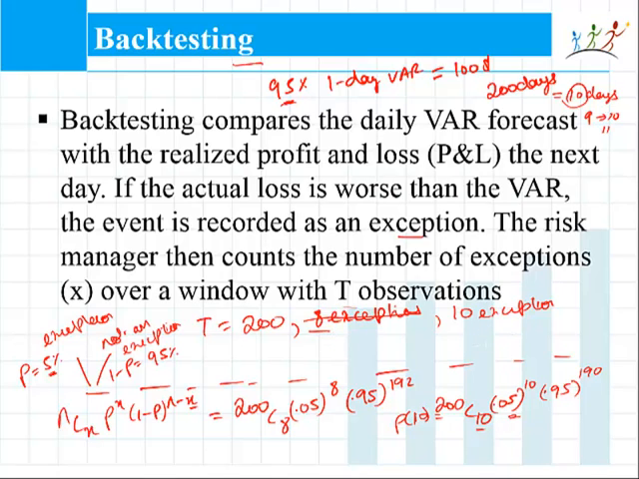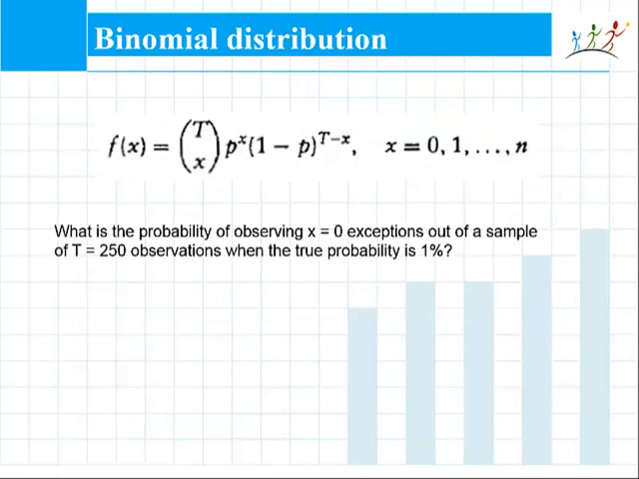We'll understand it again, and we'll understand the application of the concept of backtesting. But just to revise, the probability of exactly x exceptions is given as nCx p to the power x (1 minus p) to the power n minus x.